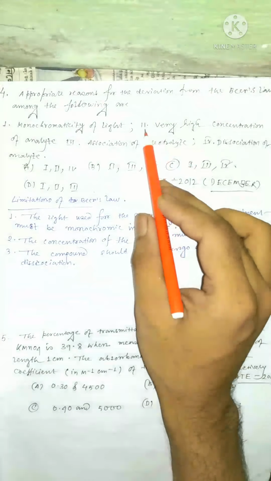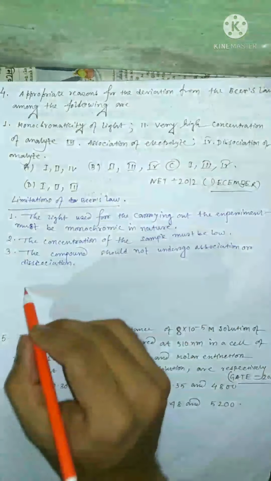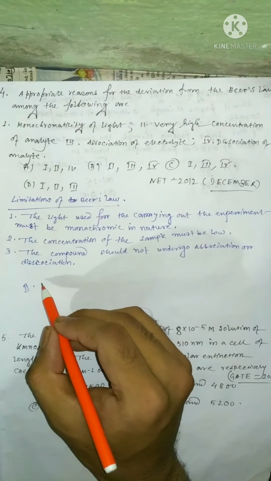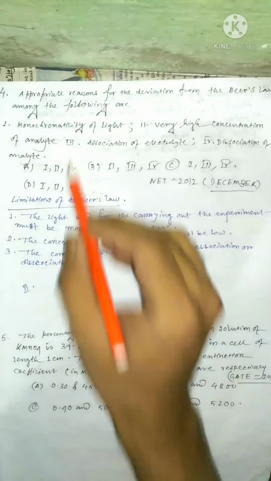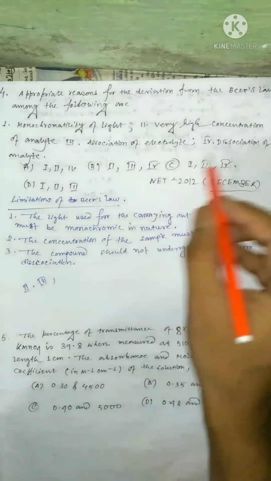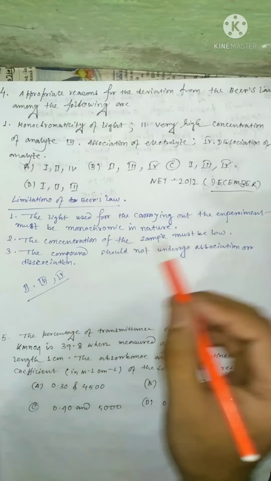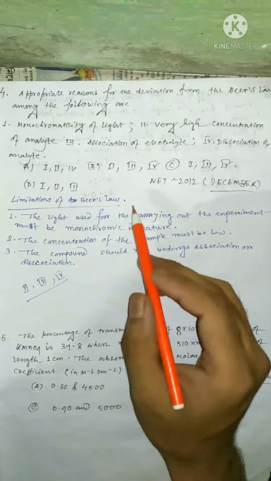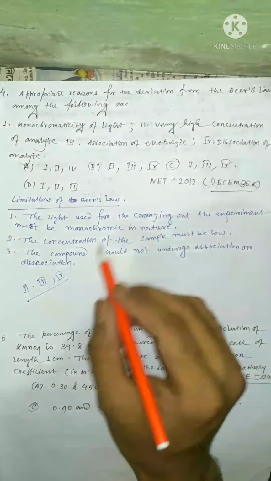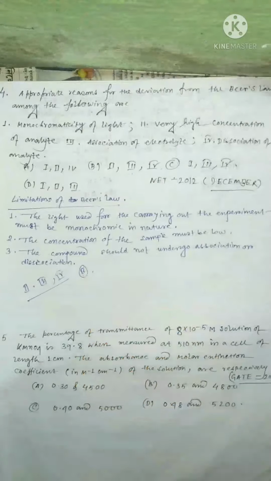So options 2, 3 and 4 are deviated from Beer's law. 2, 3, 4. So option B is correct.